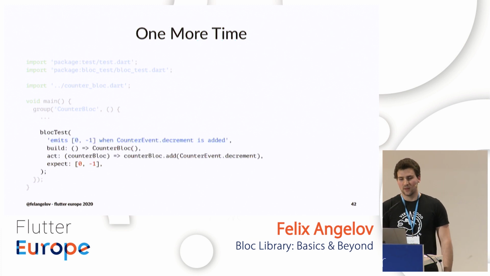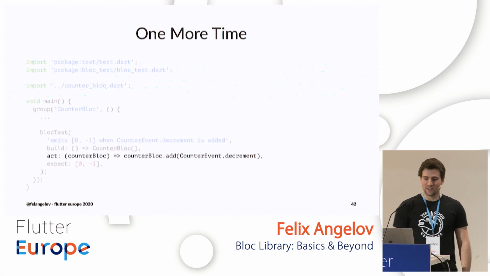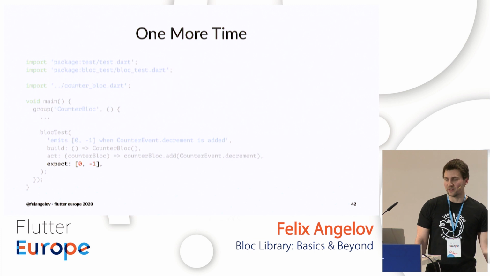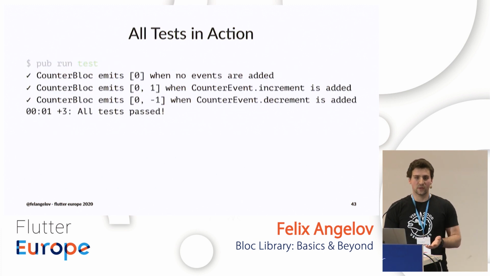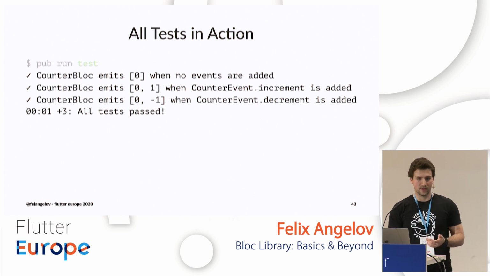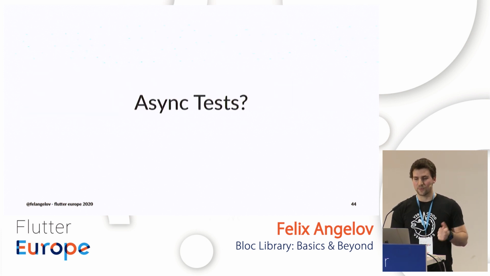Similarly for decrement, the only difference is we're going to add a decrement and expect 0 and -1, right? So just a few lines of code, and we've fully unit tested all of the cases that our bloc should be able to handle, and we're good to go.